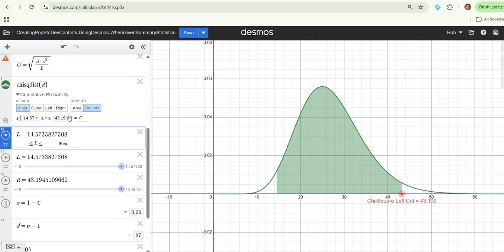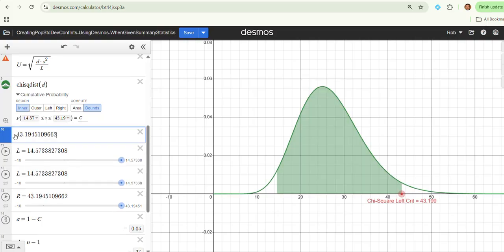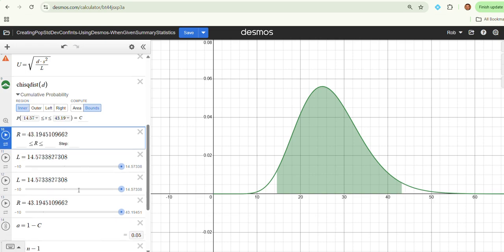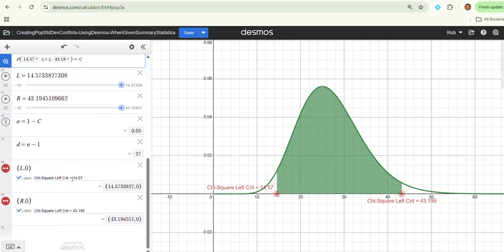And then you do the same thing for the R value, for the chi-squared right value. Download it and then set it as the R value. So I already did that, but you can see I have those values down here below. So I'll just turn that off, but I showed you how you do that. Then I turned on a point on the x-axis for the chi-squared left value here and the chi-squared right value here. And there's a little place to turn on the label.